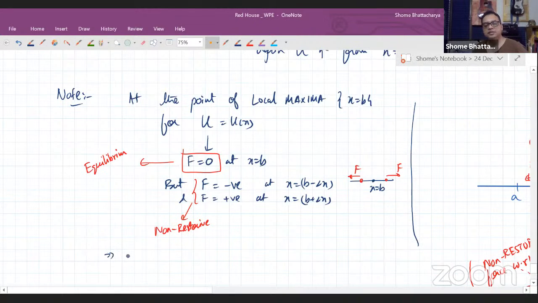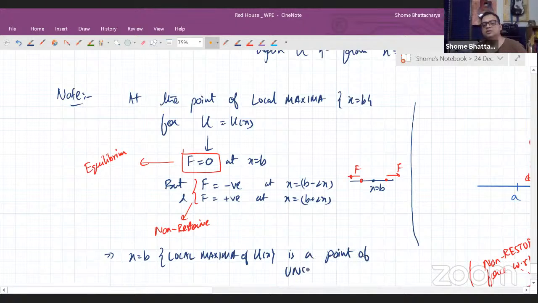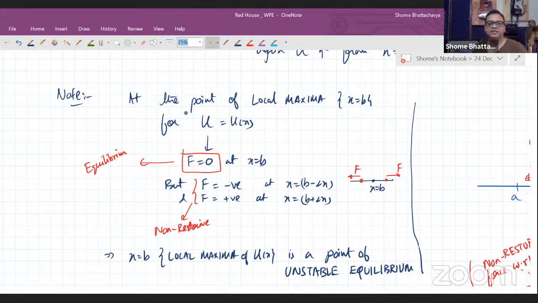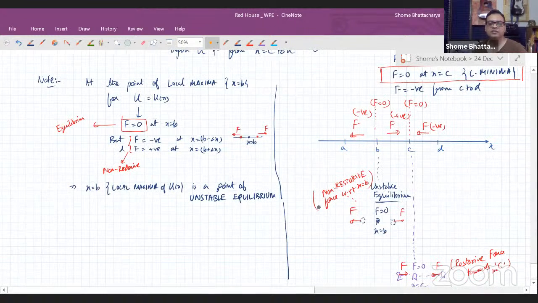Okay. So what this implies finally is that x equal to b, which is the local maxima of potential energy, is a point of what is called unstable equilibrium. That is the definition of unstable equilibrium. It is a point at which the force is 0, but when we displace the body from that point, there is a non-restorative force taking it away from equilibrium. So it is unstable in nature. Another way to define it is that any unstable equilibrium point becomes the local maxima of the potential energy function.